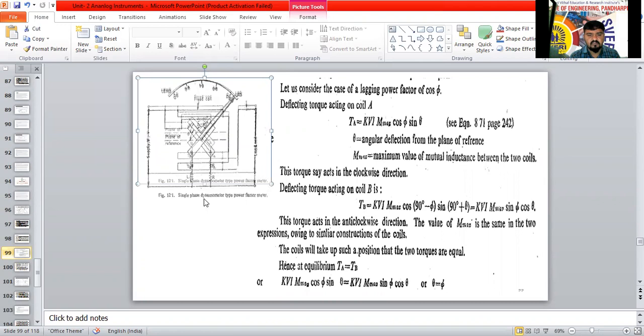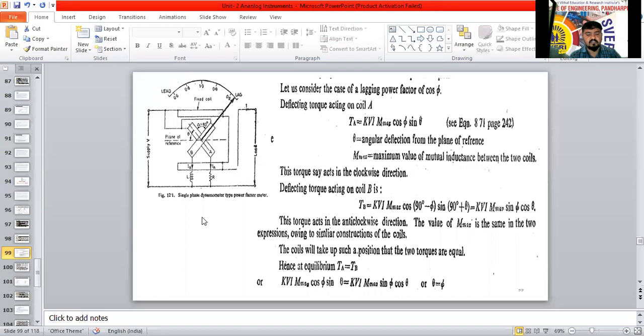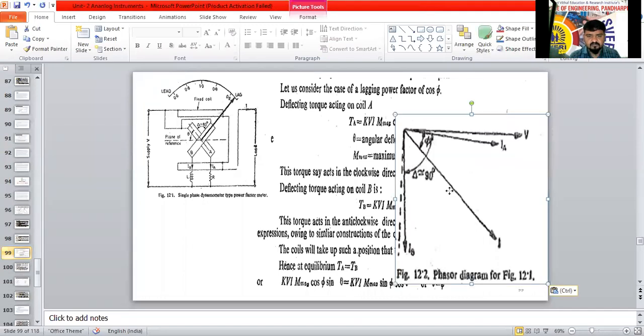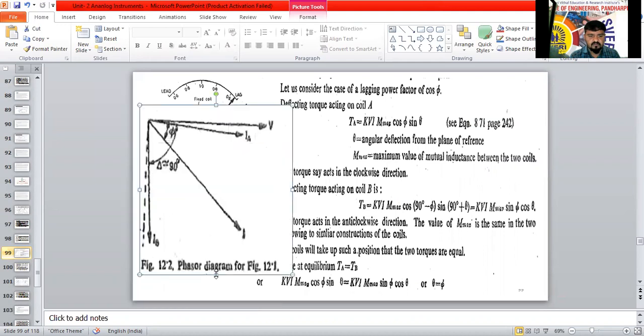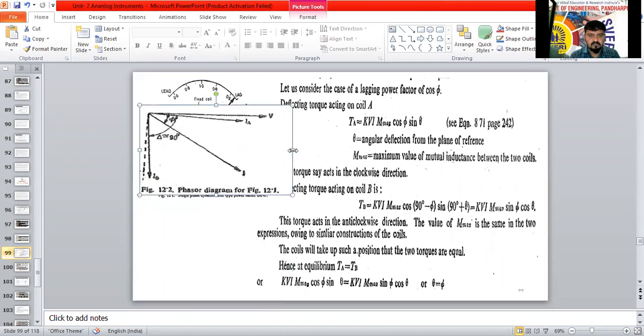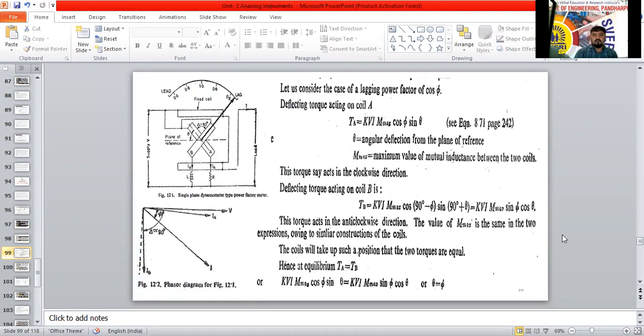Is the diagram visible? Yes, sir. The phase angle is also required. The phasor diagram is also required because it will also give some values over there. See here, both the diagrams I have taken here now.